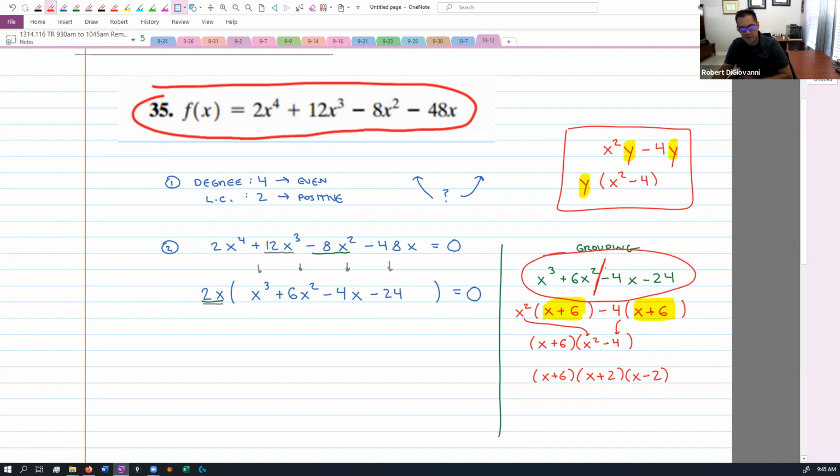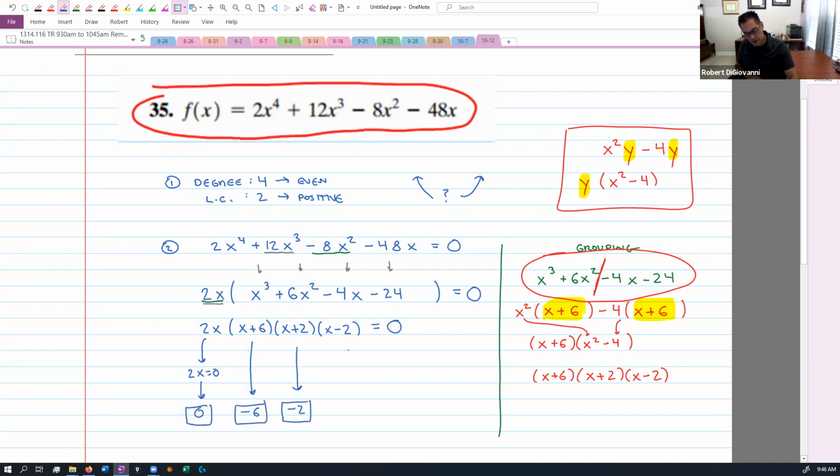We have factored this. So now I come back over here and I say, all right, this is 2x. And then everything there turned into x plus 6 times x plus 2 times x minus 2 equals 0. And then I can set each of those equal to 0. So if I set that equal to 0, I get one answer, 0. If I set this equal to 0, I'll get negative 6. If I set that to 0, I get negative 2. And if I set that to 0, I get 2. So I have 4 x-intercepts.